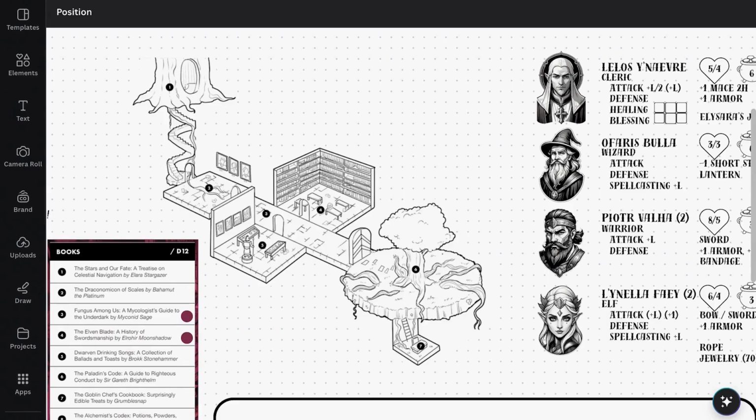Oh, it is interesting. Why would any player put their hand up on the tree?